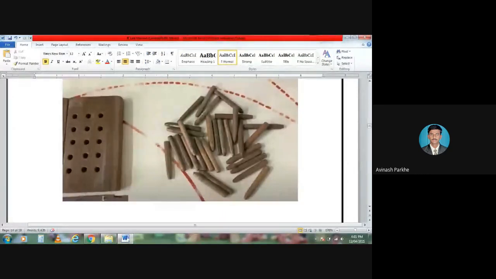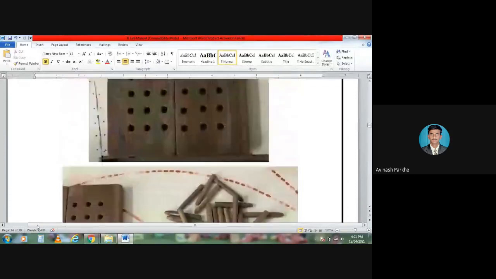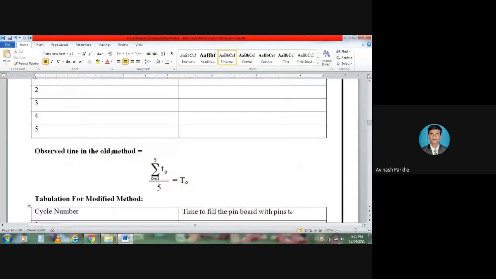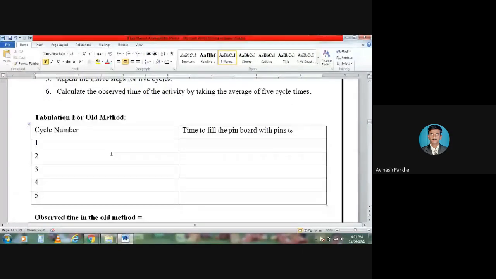Accordingly, you have to fill this table. So what is that table? You can see the tabulation for the old method. In the first column, the number of cycles is given. How many cycles do you have to repeat? 5 cycles. For each and every cycle you have to measure the time.